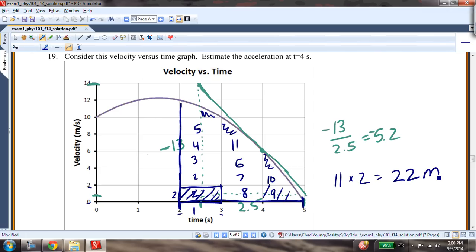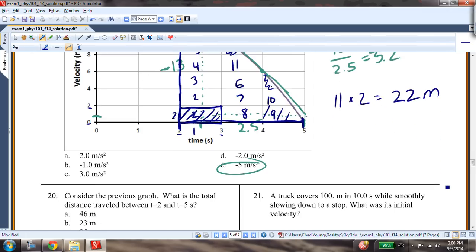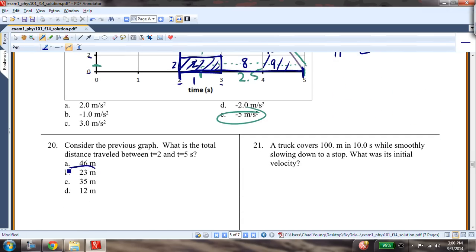And of course the units for this are meters. So let's see what our options are. Okay, looks like 23. I actually calculated the distance, and the actual distance with this function is 23, but 22 is a good close estimate of that, just finding the area. So number 20 then is B.